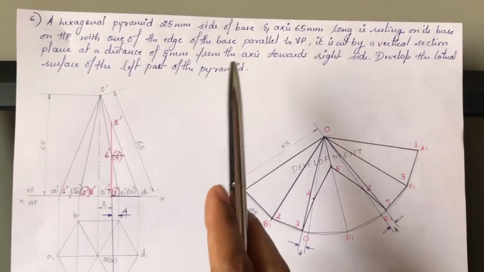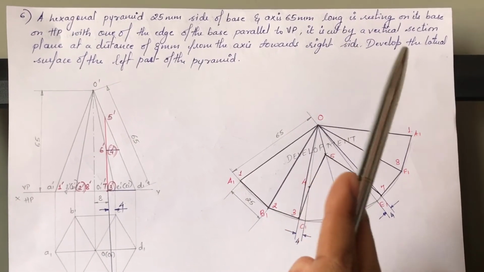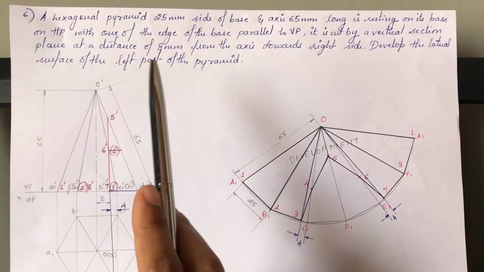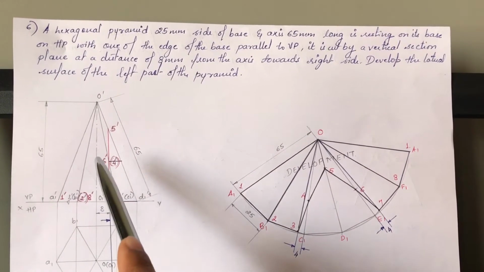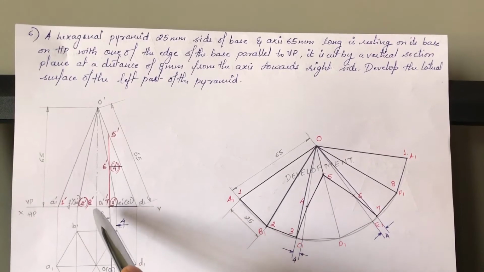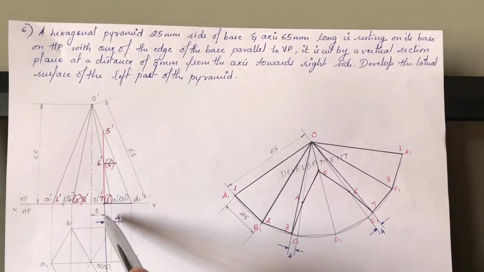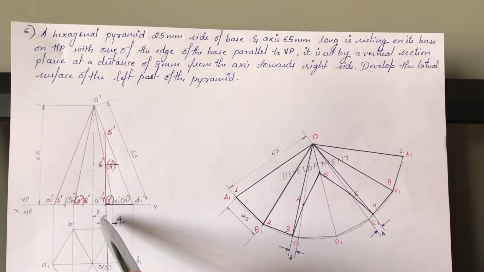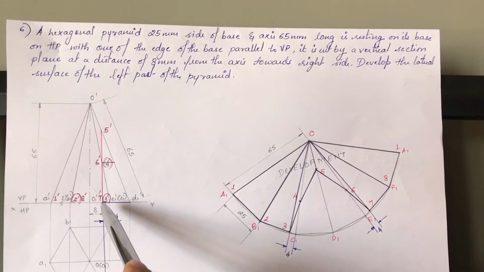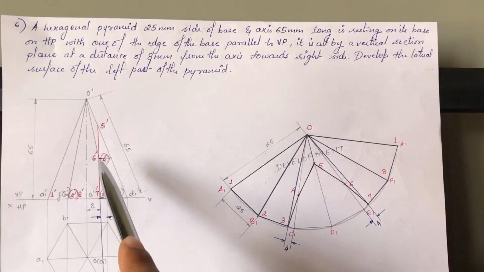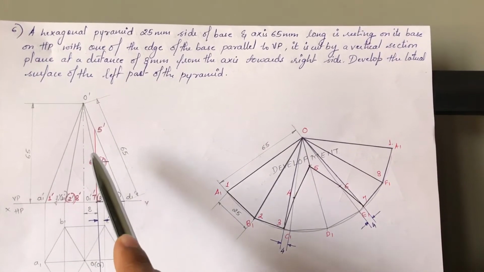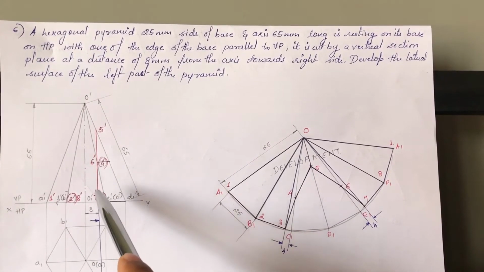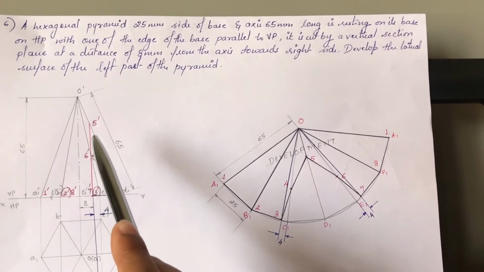How to do the sectioning? It is said that it is cut by a vertical plane at a distance of 8 mm from the axis towards the right. Where is the axis? The axis is here. This is the axis line. From this axis line, 8 mm towards right, you get a point here, and on that point, such that it intersects these edges, you have to draw one line. Can you see the red colored line that I have drawn here? So this is how the sectioning has to be done.